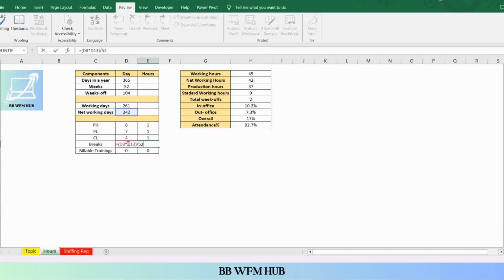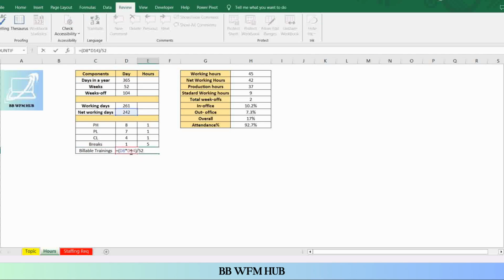For this, we are multiplying our net working days with breaks. Break is 1 hour, so 1. So we are multiplying 242 into 1 and then dividing it by 52, because we need to get it in a week. So we are getting 5 break hours in a week. And now billable training. It's just an assumption for any in-office shrinkage that we have, but we are taking 0 here.